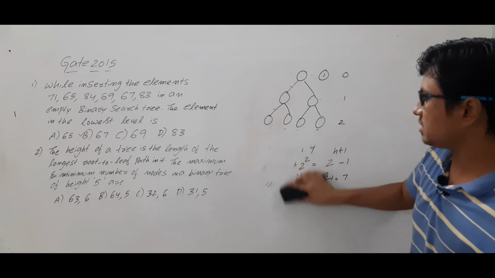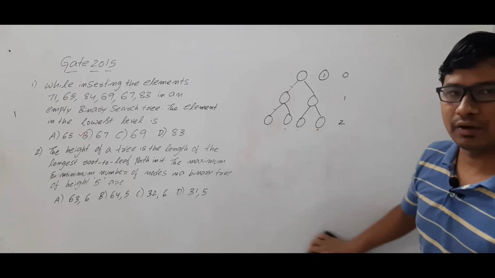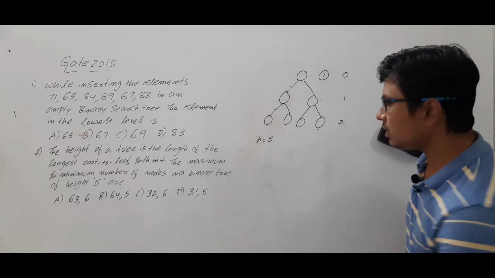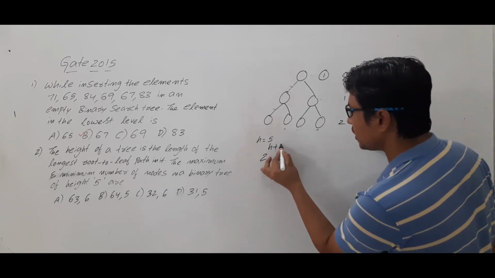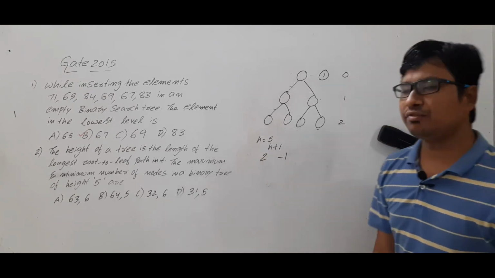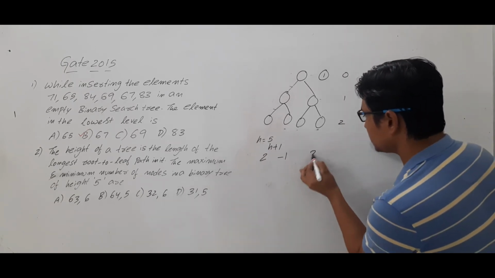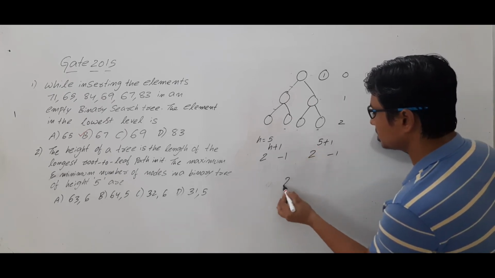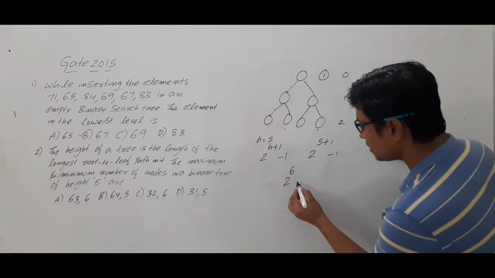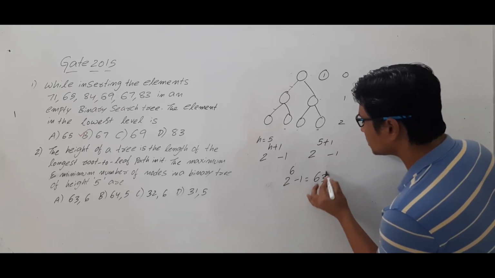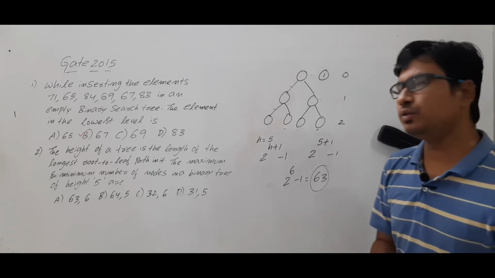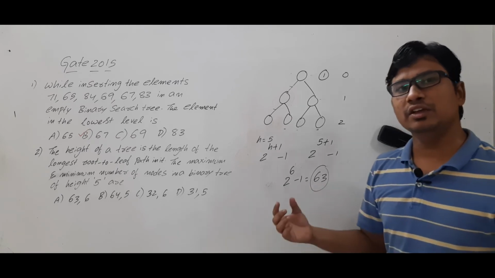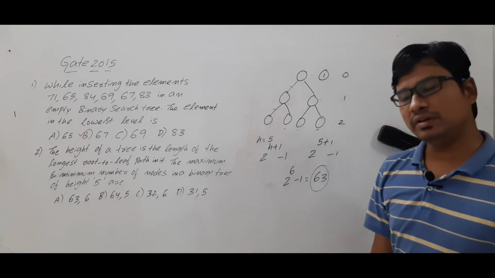Okay. So now what is the height they have given? The height they have given is 5. So the h value is equal to 5. So 2 power h plus 1 minus 1. Substitute the 5 in the h, which is equal to 2 power 5 plus 1 minus 1, which is equal to 2 power 6 minus 1, which is equal to 63 nodes. If you have a doubt, you can do it and you will get the number of nodes is equal to 63 if the height is equal to 5.